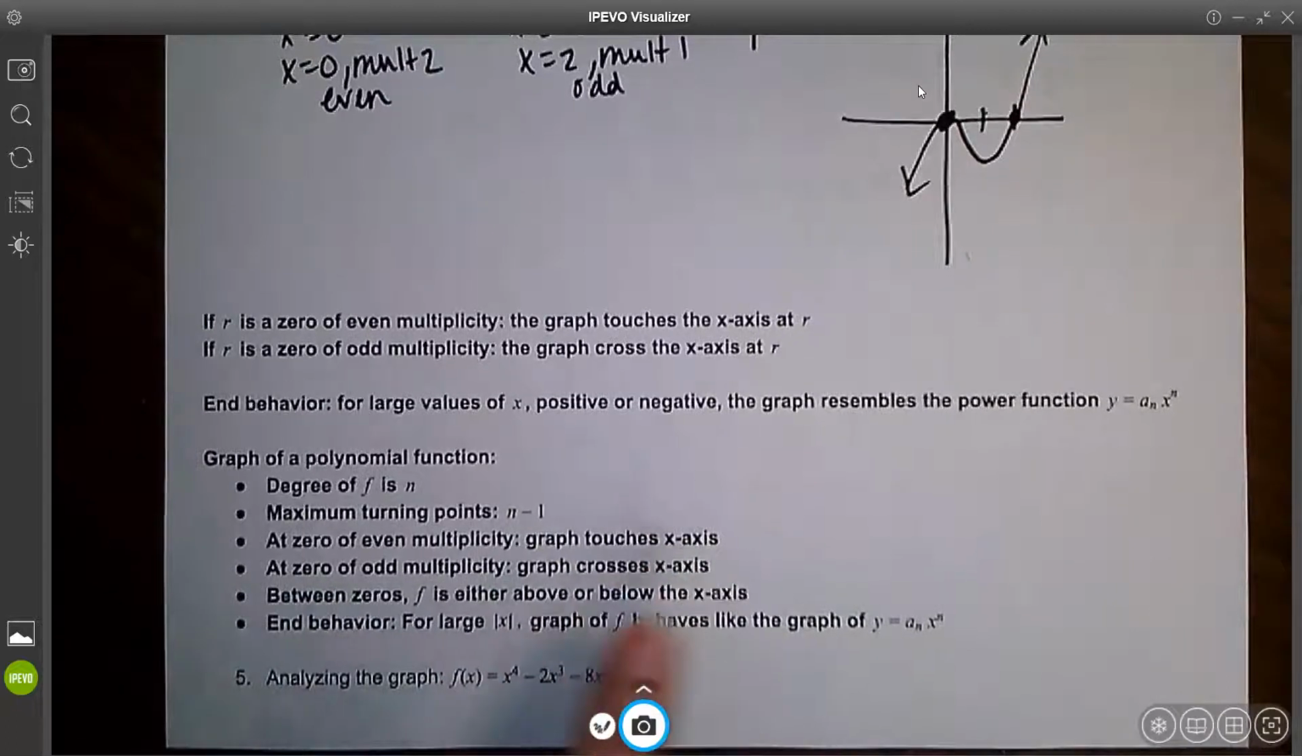Even multiplicity touches, odd multiplicity crosses. Between the zeros, it's either going to be above or below the x-axis. And the end behavior, we're just looking at our leading coefficient and our x with our highest power.